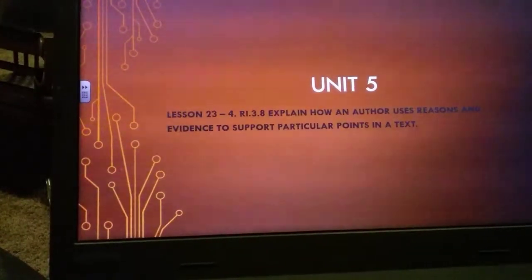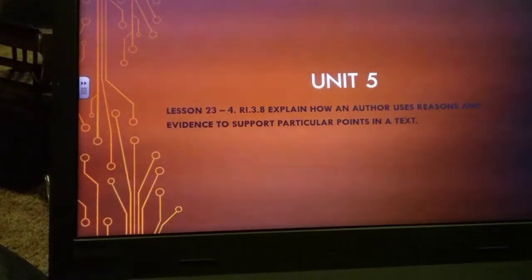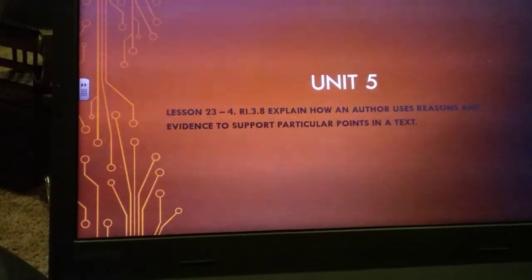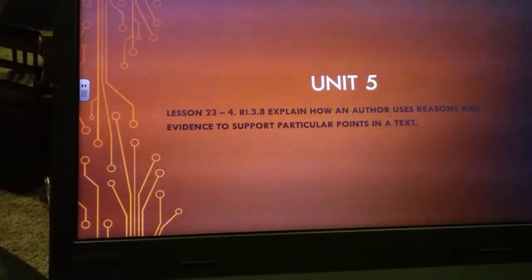Welcome to Unit 5, Lesson 23. Explain how an author uses reasons and evidence to support particular points in a text.